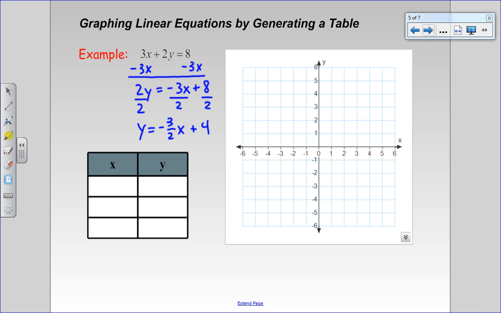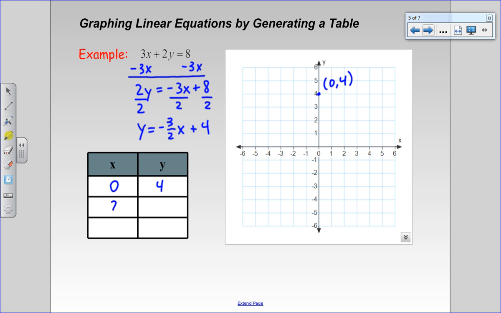Now we can use that equation to generate some ordered pairs that are solutions. Let's start by letting x equal 0. In that case, y equals 4. So that's the first point on our graph, 0, 4. Next, noting that fraction, negative 3 over 2, we want to choose even numbers for x to make the simplifying and calculations a little bit easier.